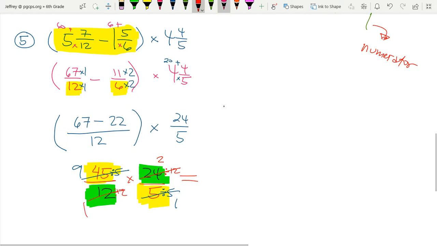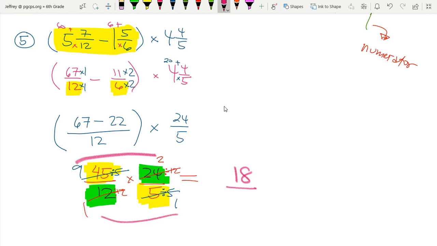Now we can multiply straight across. 9 times 2 is 18 over 1 times 1 is 1, so our answer is 18. Voila, we are done.